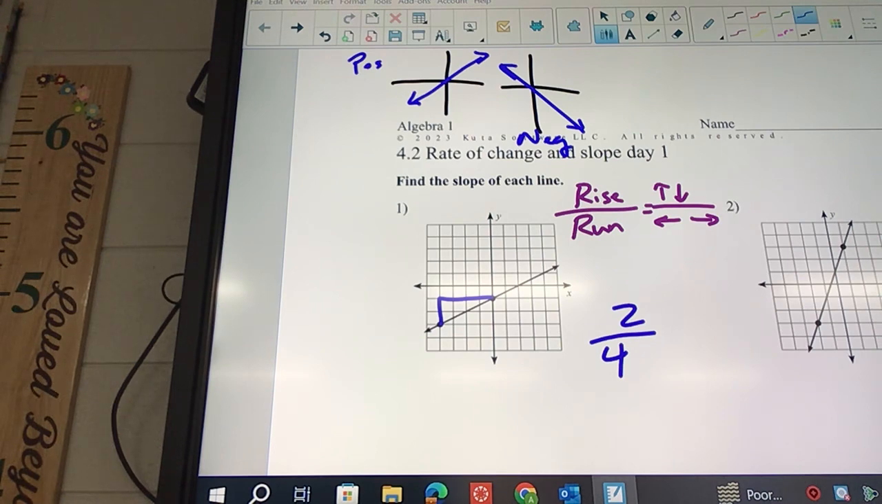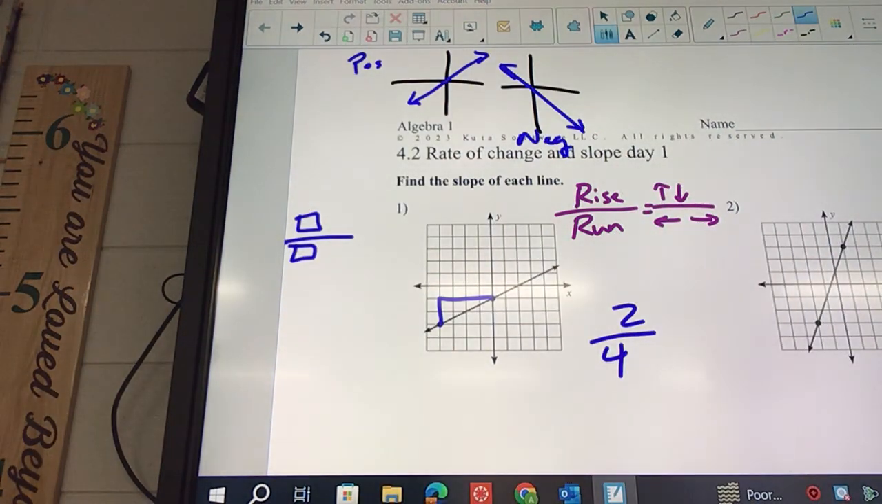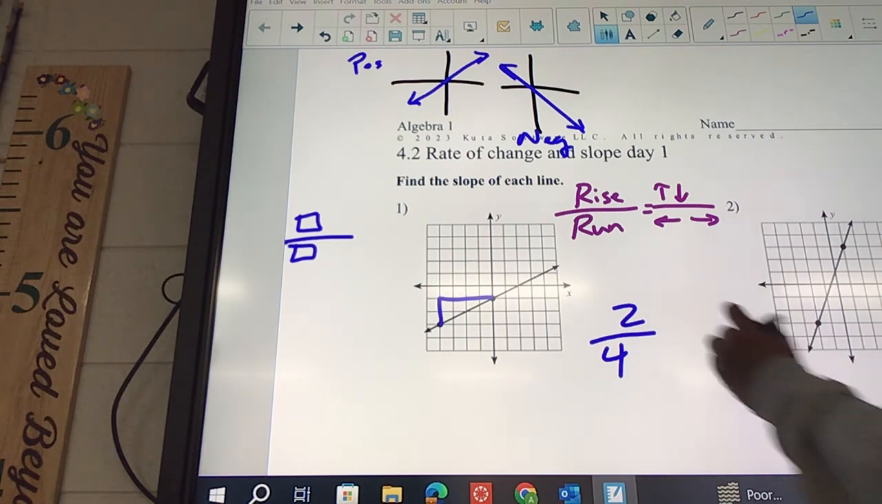Now, this can be reduced. If you're not good at reducing fractions on your calculator, which is what I want you to do right now, you're going to look for the button that looks like this. It should be somewhere off to the left. Type in 2 on the top and 4 on the bottom, hit equals, and it will reduce that fraction for you without you having to do anything crazy. Okay, and what did you get? 1 over 2.